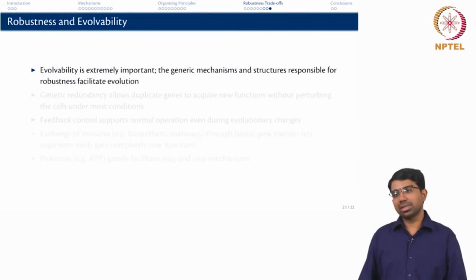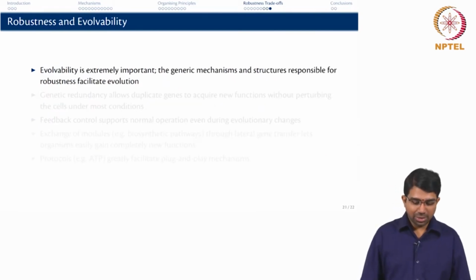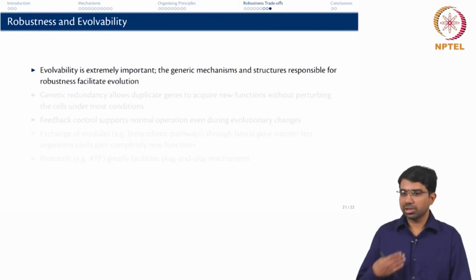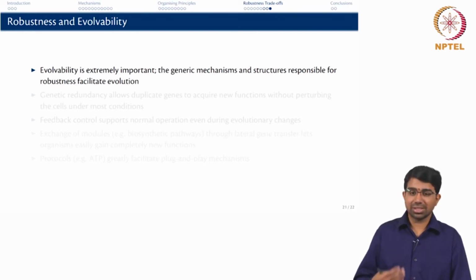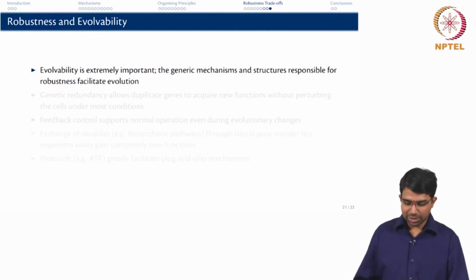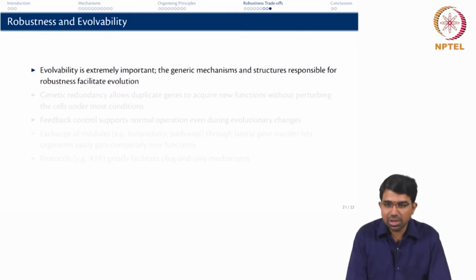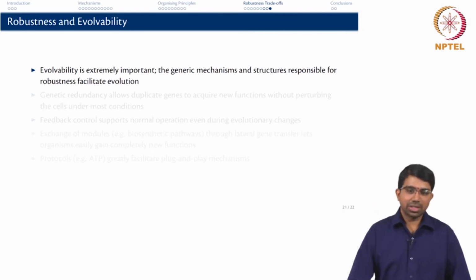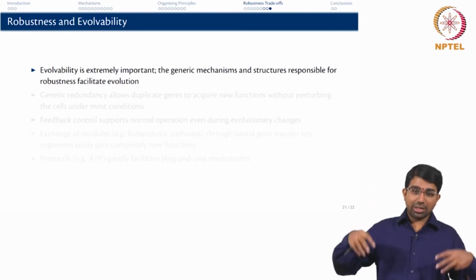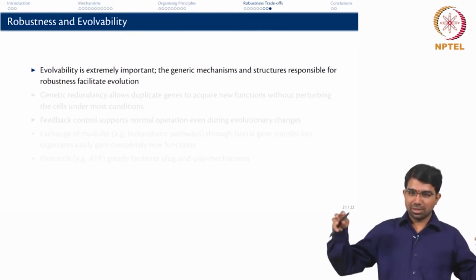How do we now reason with evolvability, right? So, evolvability is extremely important. What is evolvability? It is the ability to generate change, whereas robustness is the ability to resist change, or the ability to not change, right. And it turns out that in biological systems, as we will also see in the next class, the genetic mechanisms and structures responsible for robustness also nicely facilitate evolution, right, because we had a conserved core and a very flexible fan.